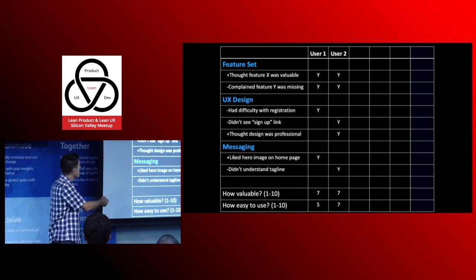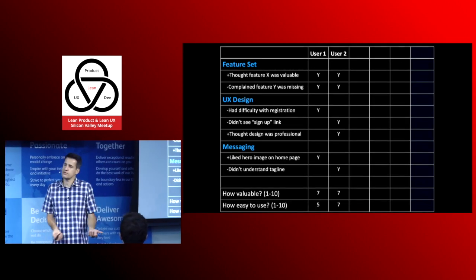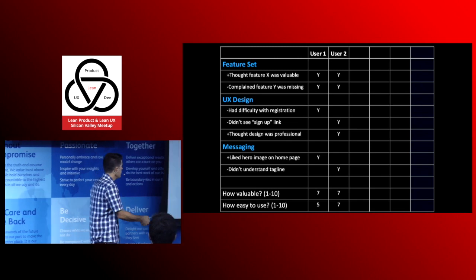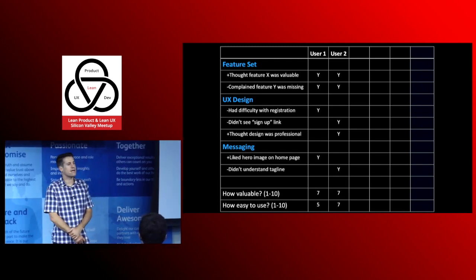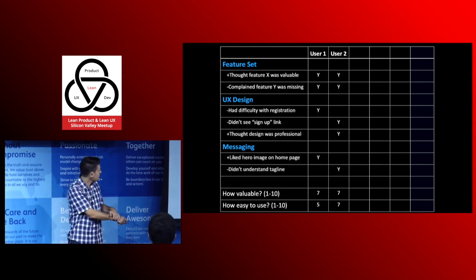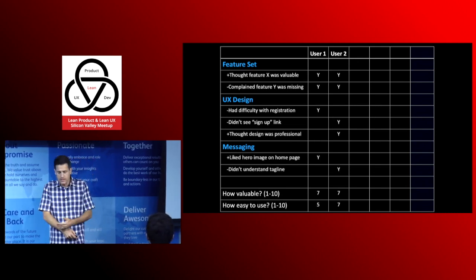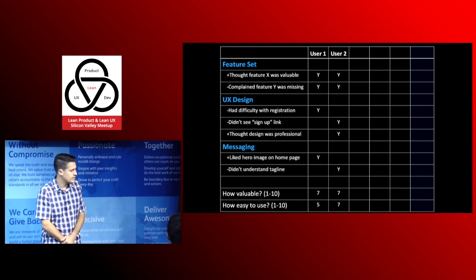And then he happened to comment that he thought our design looked professional, so that's good. The other person didn't say that, but he did. He didn't say anything about our hero image, but he did say that the tagline is confusing. I don't understand what your tagline is, right? And then we asked him for valuable and ease of use scores, and that's what he gave us. Does that make sense? So we're summarizing what the second person did.